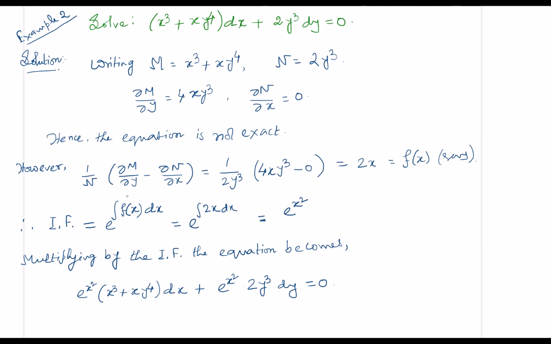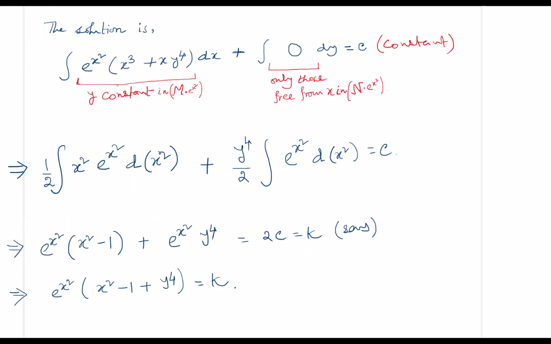This equation is also not exact. So we find 1 by n into del m by del y minus del n by del x equal to 2x, which is a function of x, and we find the integrating factor e to the power integration f(x) dx, that is equal to e to the power integration 2x dx, that is equal to e to the power x square. Multiplying by the integrating factor, the equation becomes this, and we can find the general solution. Finally we get the general solution e to the power x square into x square minus 1 plus y to the power 4 equal to constant.